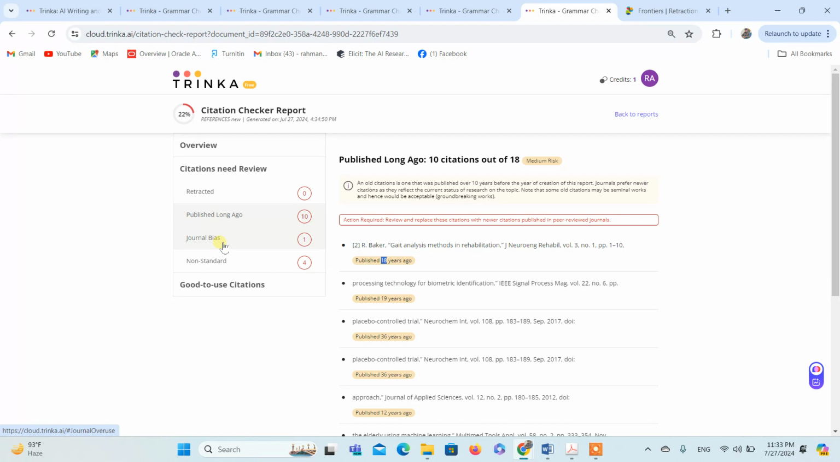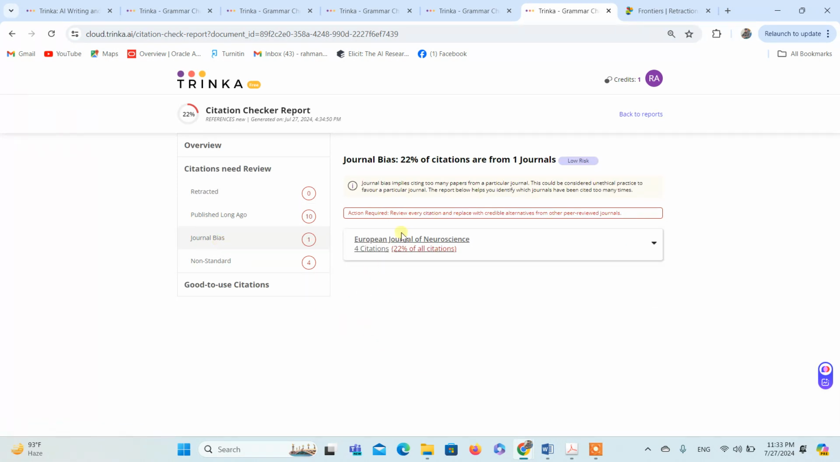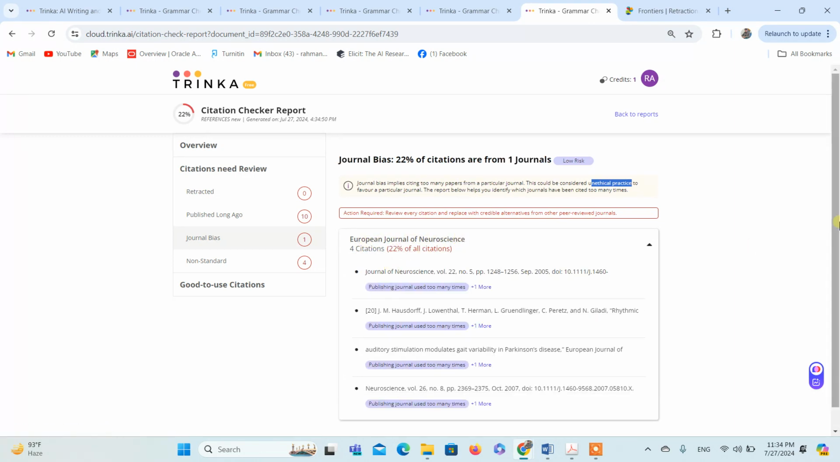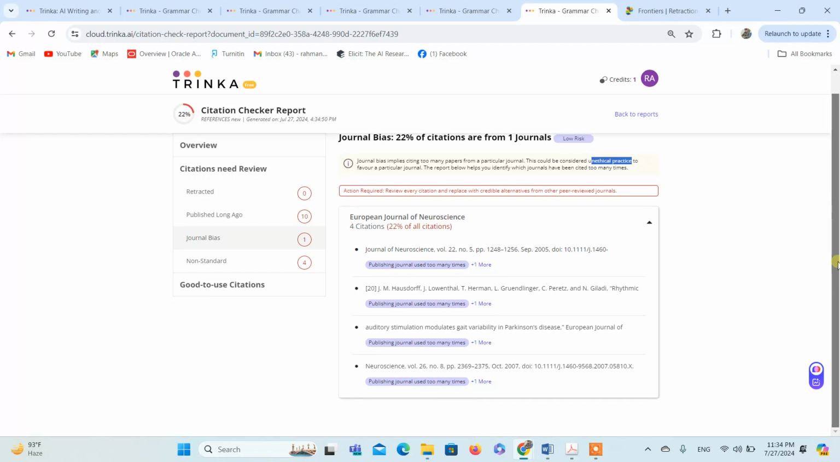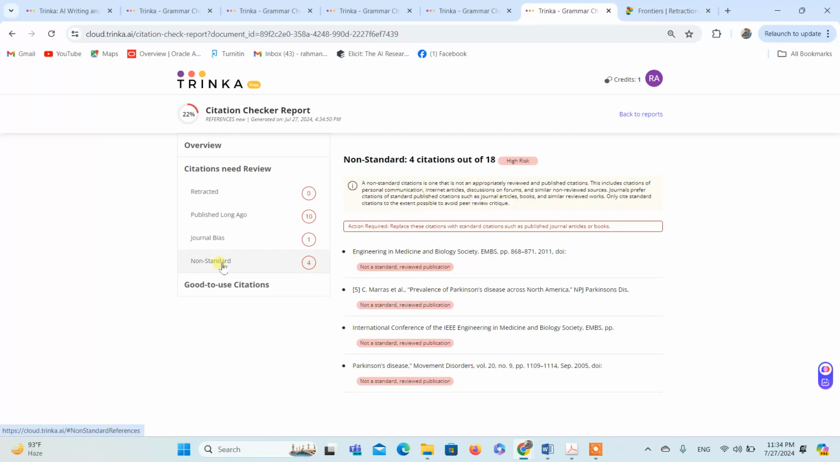Another measure is journal bias. Journal bias means that some journals have been cited many times, which gives a clue that some particular journals have been favored as compared to others, and this is unethical in research. So the European Journal of Neurosciences has been cited 4 times, 4 research papers from this journal have been cited, and some of the references are categorized as non-standard.